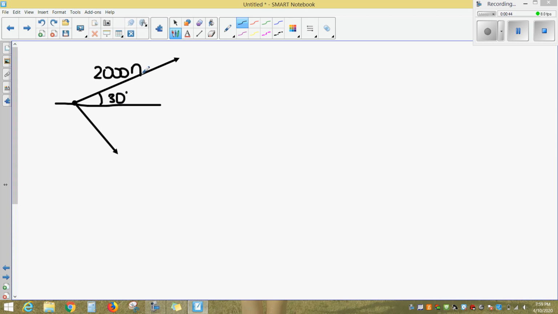with horizontal. Okay, this other force over here is 900 newtons. And it's making an angle of negative 45 degrees with horizontal. I want to come up with the magnitude and the direction of the resultant of these forces. Okay. So again, pretend these are drawn to scale.